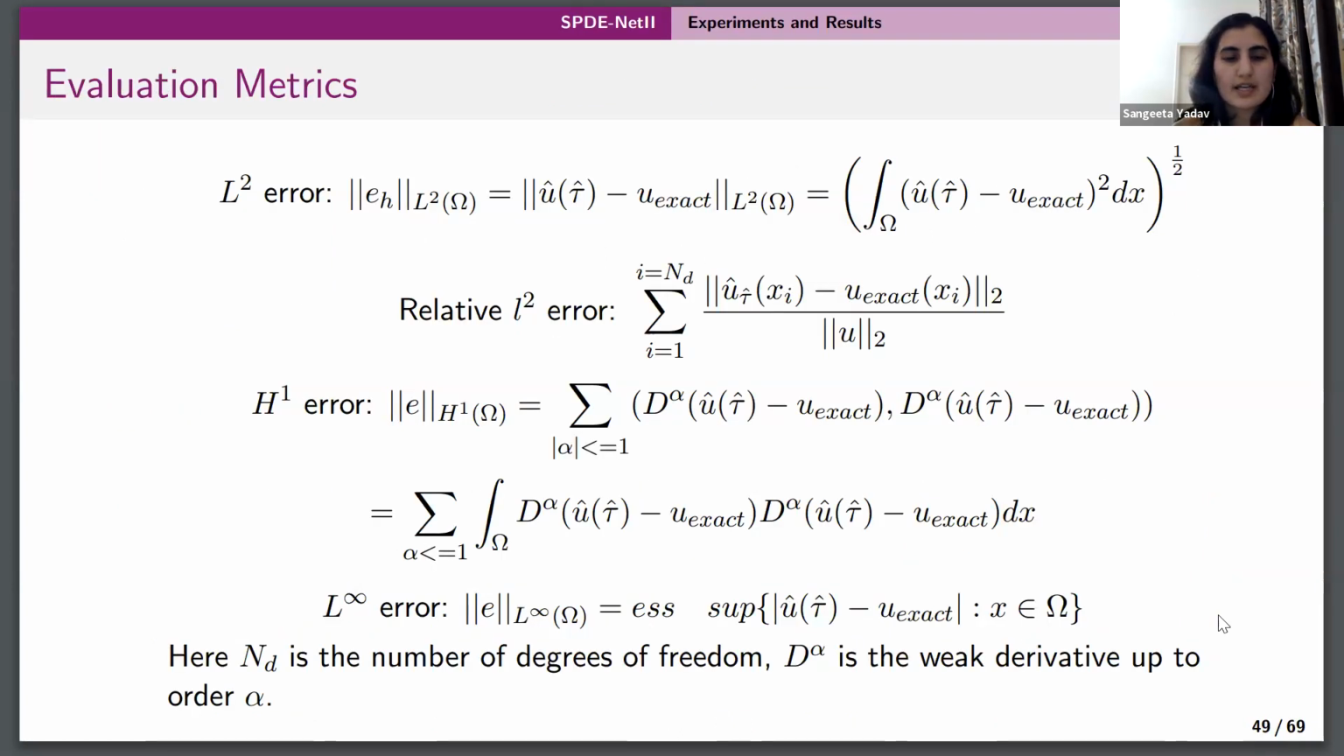Okay, so for a quantitative comparison of the proposed technique with the other techniques, we will be considering 4 kinds of error metrics. Sangeeta, can you go back to this? Yes, I'll go.